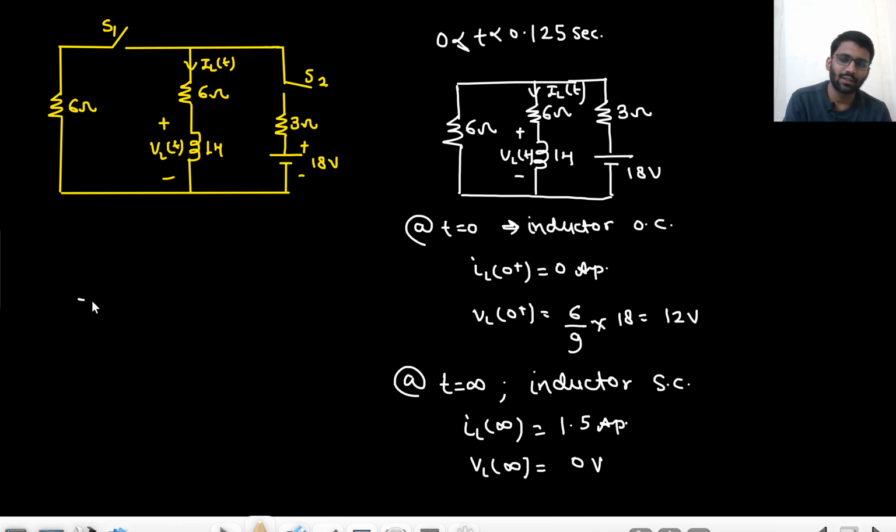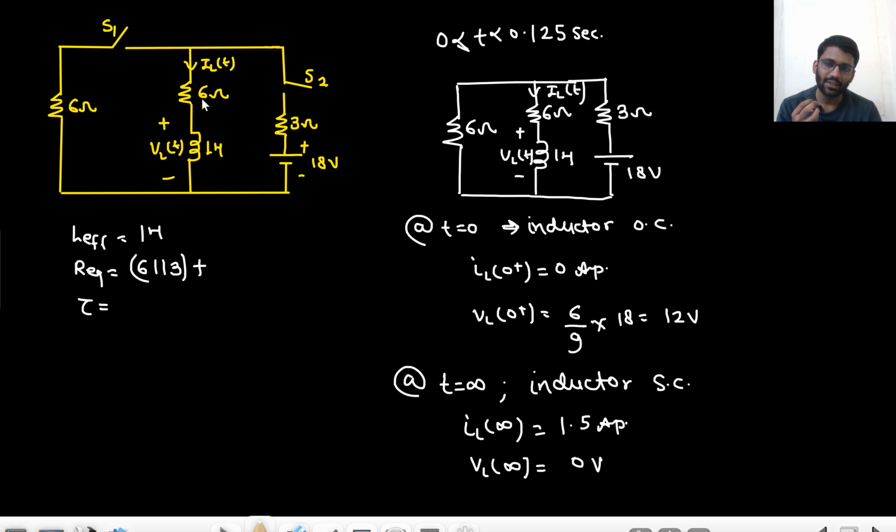Now tell me, what is the time constant? What is the time constant? So the time constant of this circuit is, this 6 and 3 will come in parallel, right? What is L effective? That is 1 henry. What is R equivalent? R equivalent will be 6 and 3 in parallel, plus this 6 ohm, because you will find the equivalent resistance here. So 6 ohm plus 6 and 3 in parallel. 6 and 3 in parallel will make 2. So basically it is 8 ohm, sorry.